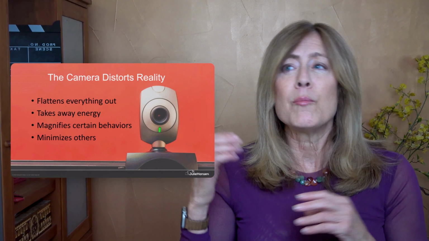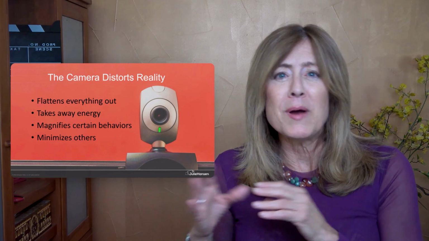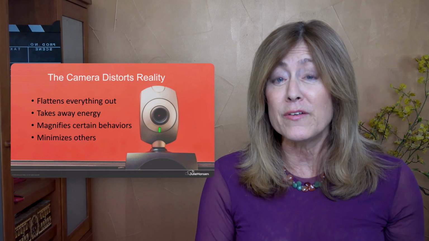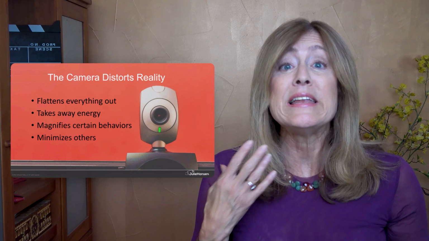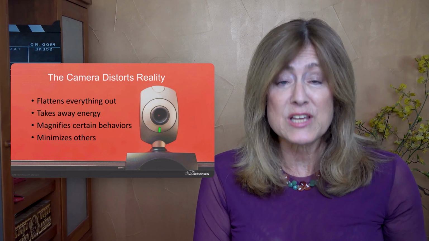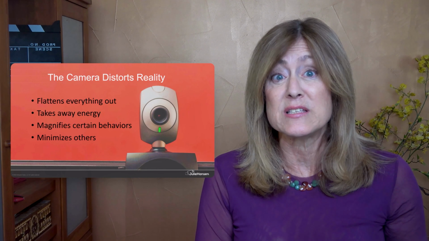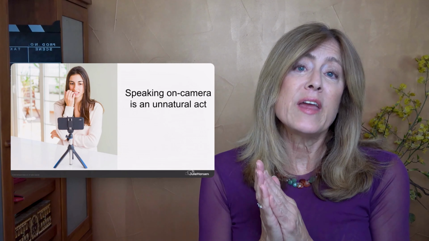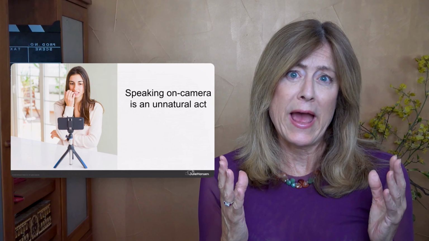In addition, the camera distorts things by minimizing certain behaviors and magnifying others. And if you don't know the difference, you can end up sending the wrong message to people. And so there's a lot of miscommunication that takes place because of these signals. And lastly, speaking on camera is simply an unnatural act.